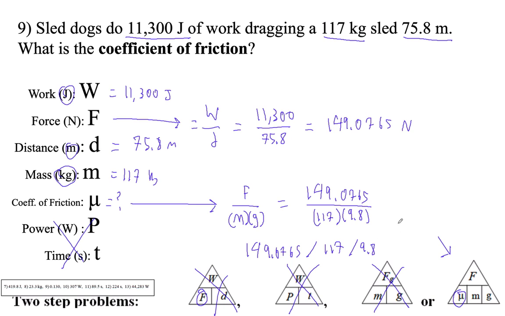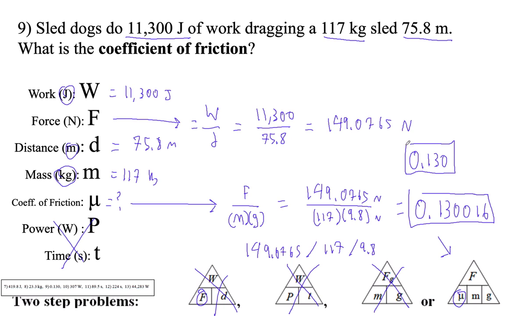And what I'm getting is 0.130016. These don't have units because really this is force. That's force. So it's just the ratio of two different forces. So 0.13 is our coefficient. It has no units. All right.